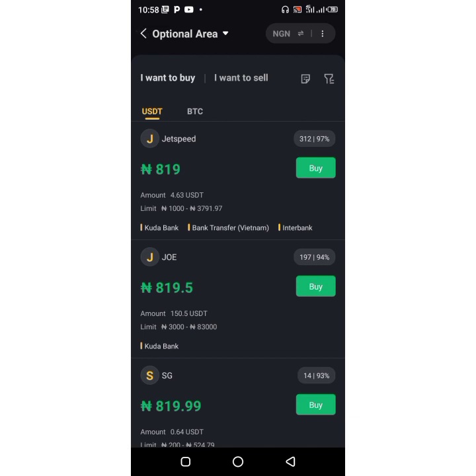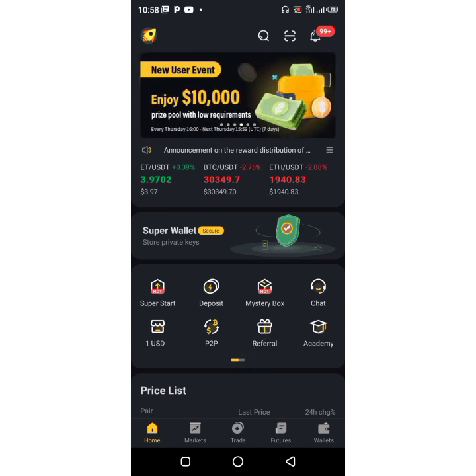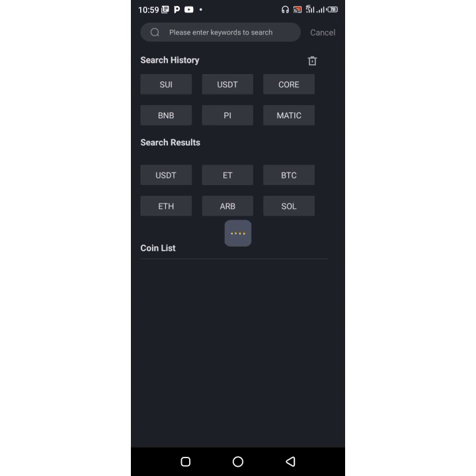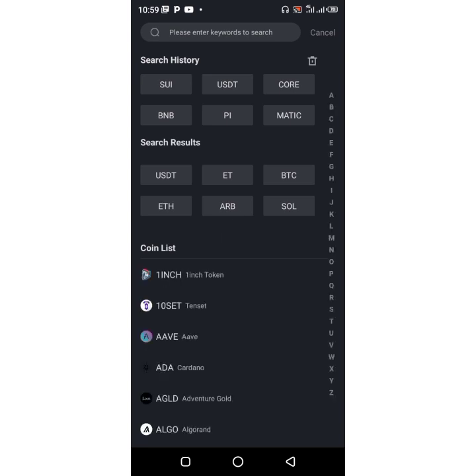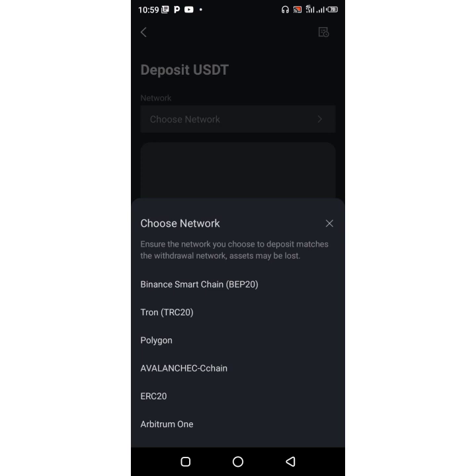If you want to deposit, let's say you have a coin in one exchange like Binance and you want to deposit to this exchange, you can click on deposit. Maybe it's USDT you want to deposit, you can click on USDT. You understand? So you just copy the address. If you want to know more about deposit and withdrawal, you can also check my previous video. Alright, let's go back.